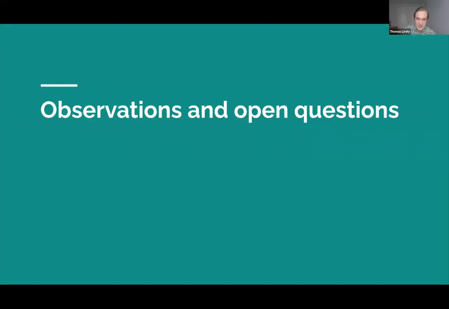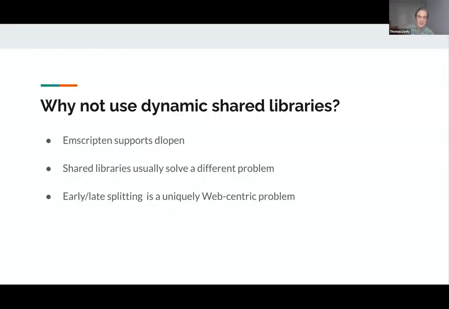So that's pretty much everything I've got. So a common question when this topic comes up of automatic code splitting is, why not just use dynamic shared libraries? Thomas, yep. Can I interrupt you for a sec?